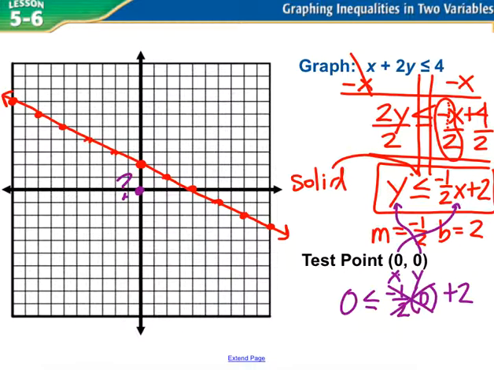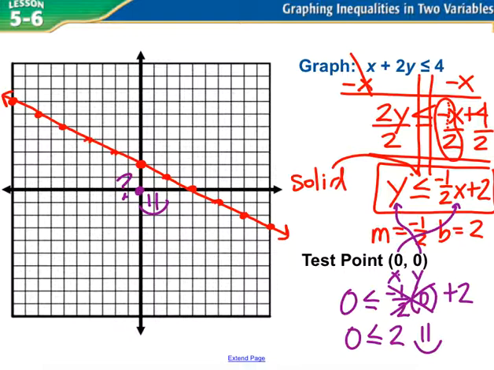Lucky us, -1/2 times 0, gone. So 0 is less than or equal to 2, which, since 0 is less than or equal to 2, is a true statement, meaning the origin is a solution. So all of our solutions lie, you guessed it, below that line.